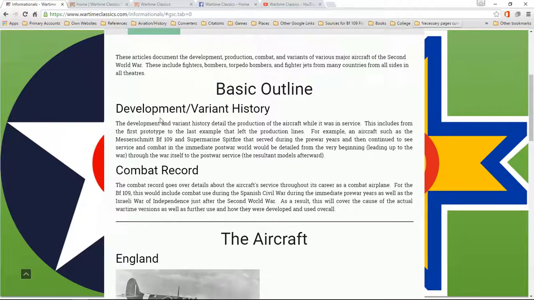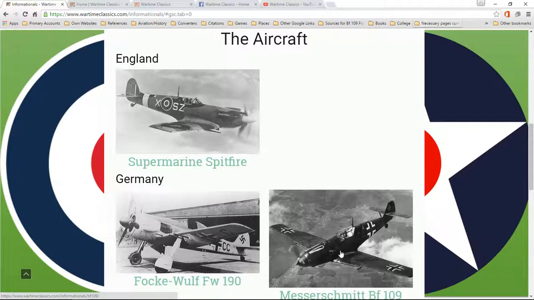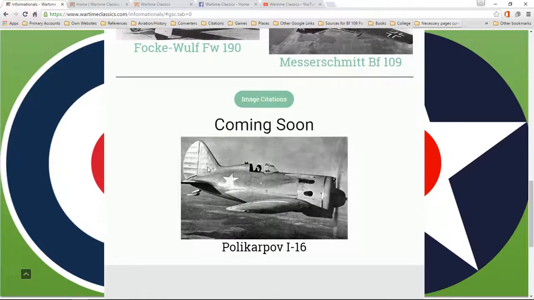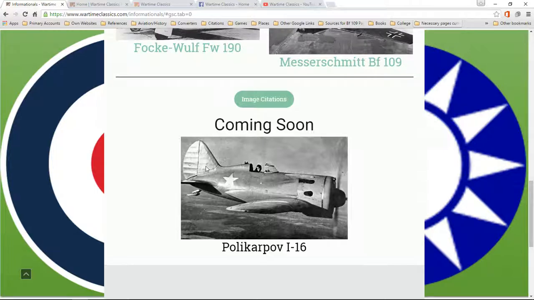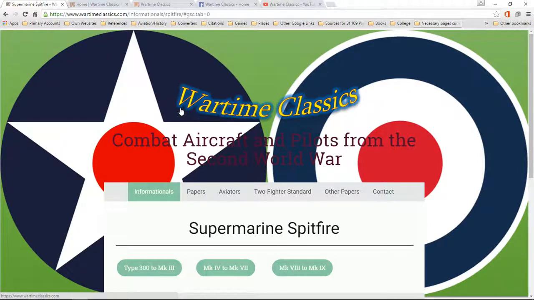I currently have portions of 3 articles complete. Those are the Supermarine Spitfire, Focke-Wulf FW-190, and Messerschmitt Bf-109. The one that I'm working on now is the Polikarpov I-16 of the Russian VVS. We're first going to go through the Spitfire one. I'm just going to go through to show the structure of it, to give a basic idea.